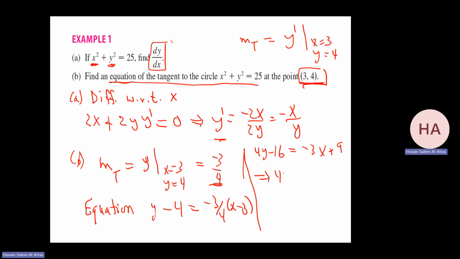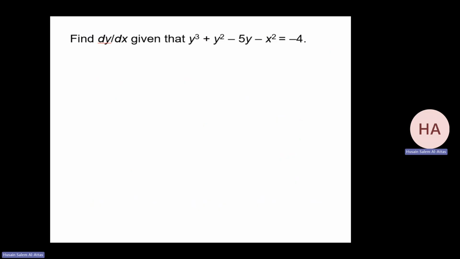So I have 4y plus 3x, I took everything to this side, minus 25 equals 0. This is one way to write the equation. It depends on the way you have the answers. Sometimes you can write it y equals, or you can write it this way. It's up to you. Another problem.